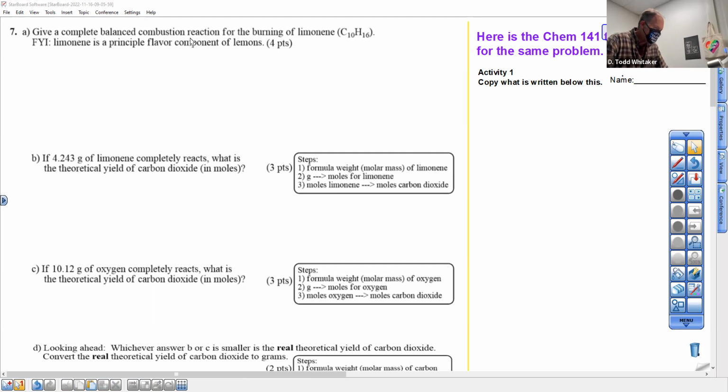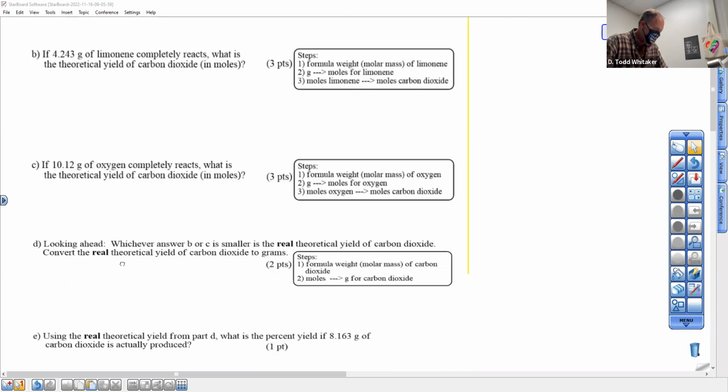Give a complete balanced combustion reaction for the burning of limonene. Good. And then I had these two amounts of chemicals that would react. Limonene is the fuel, right? And O2 is the other reactant. Looking ahead is why we're doing this: whichever answer, B or C. If I mix this amount with this amount of these two chemicals, I want to know what's the most CO2 I can make.